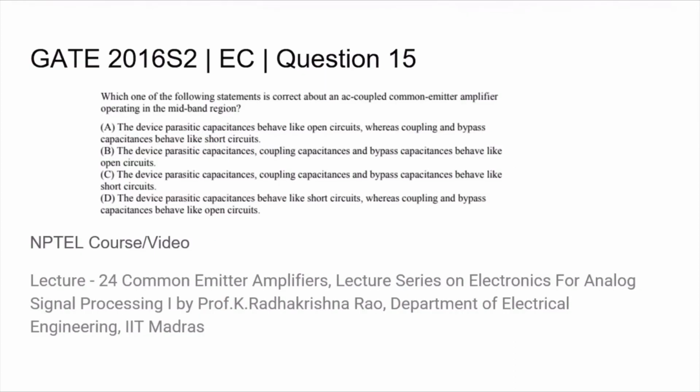Thus, the answer is that the device parasitic capacitance behaves like an open circuit, whereas the coupling and bypass capacitances behave like short circuits.